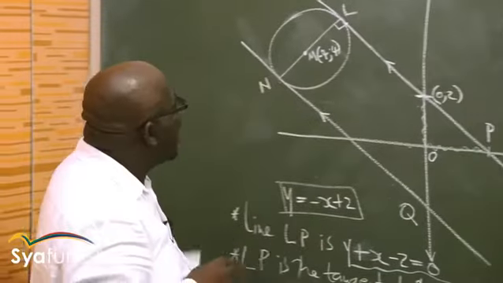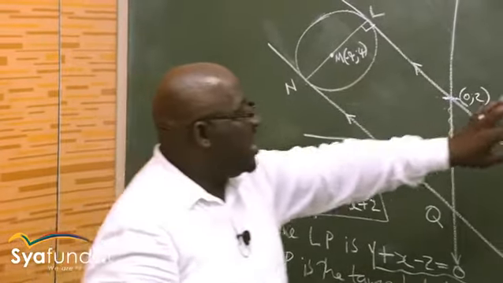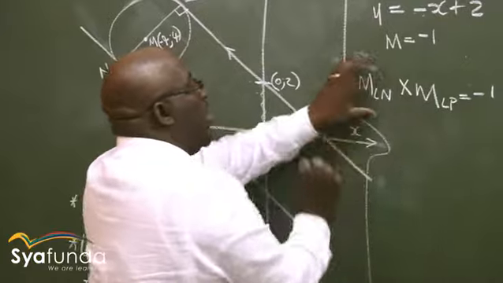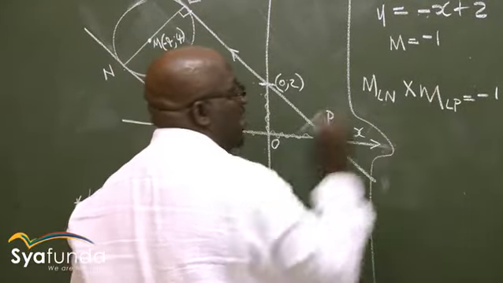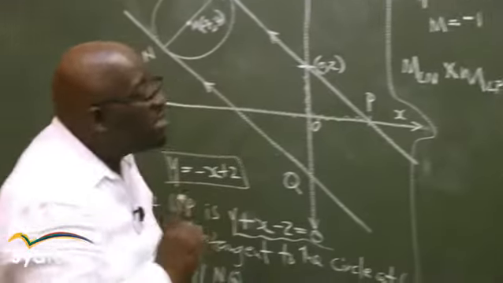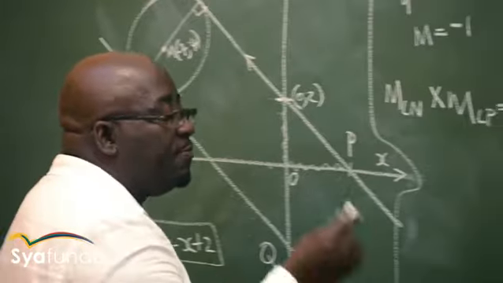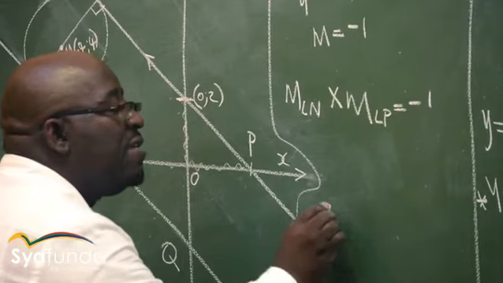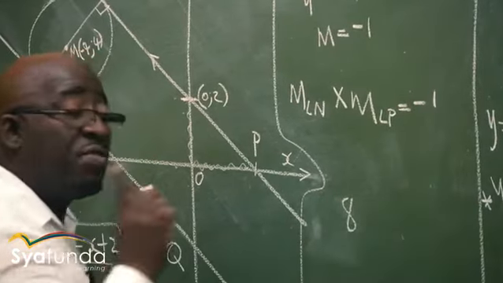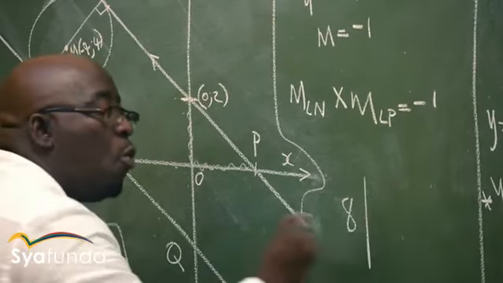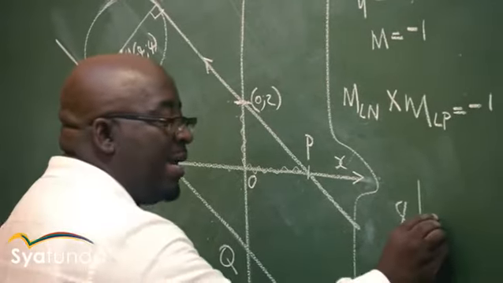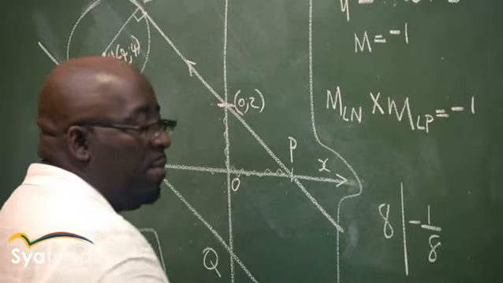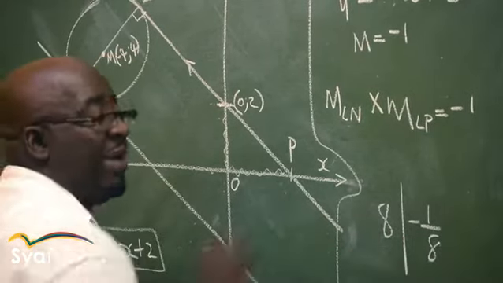But we are looking for the gradient of LN. This gradient, we do have this one as minus 1. So this times this is equal to minus 1. Now listen here, to make life easier for us: if the gradient of one line is 8, what will be the gradient of the line perpendicular to this one? It will be minus 1 over 8, because when I multiply these two, I will get minus 1.